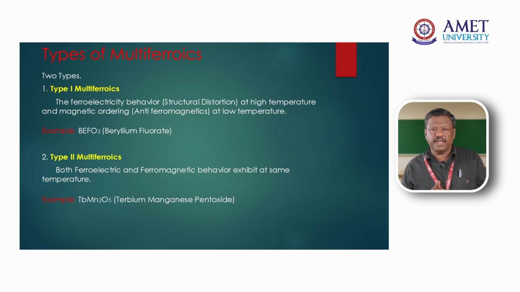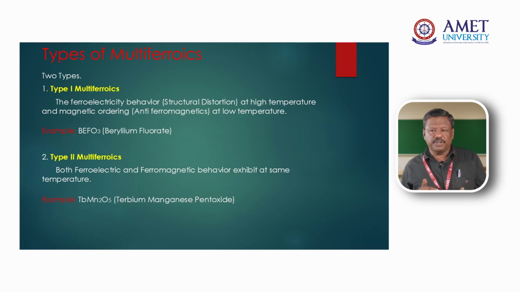In type 1, the ferroelectric property and the ferromagnetic property occur at two different temperatures. The multiferroic property, that means polarization and structural disorder, occurs at high temperatures, and the ferromagnetic behavior, that is antiferromagnetism, occurs at low temperatures. Barium fluoride is an example of type 1 multiferroic materials.